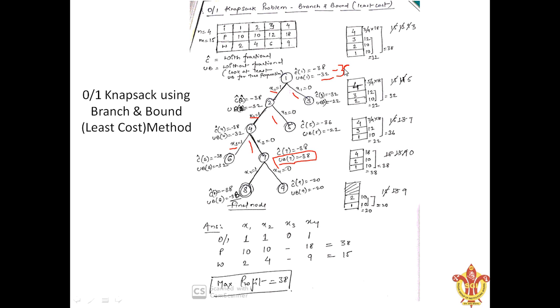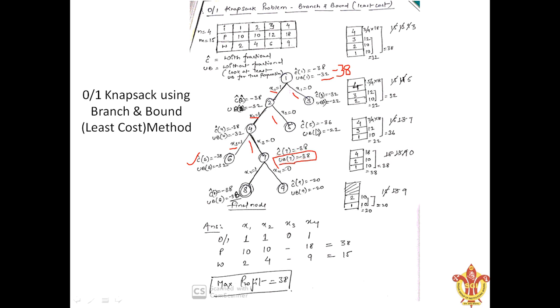When to change the upper bound? When we reach the leaf node. While selecting, we have included only 3 elements, 1, 2 and 3. We have seen so far, and now we are here, and the upper bound will be changed to minus 38. So see, what is the cost of this one? 38. It's good. We can expand this one.